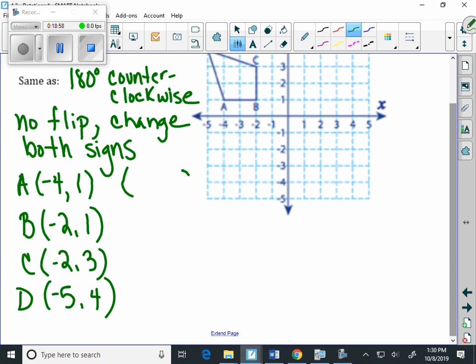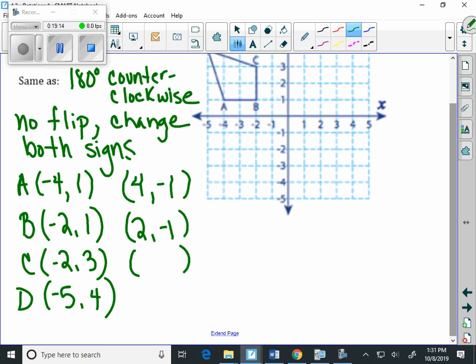So this is going to become 1, -4. Nope, no flip. I said no flip and I flipped. Just change the signs. 4, -1. 2, -1. 2, -3. And 5, -4. No flip. Just going back to check and make sure that it's no flip and change both signs.